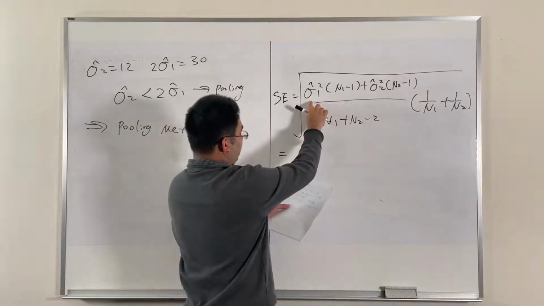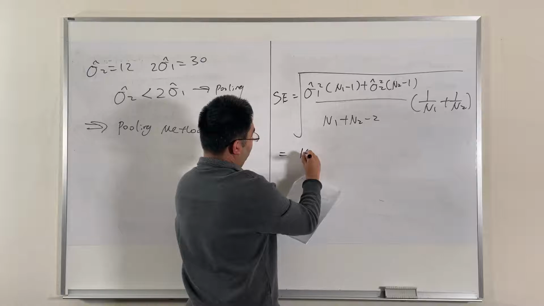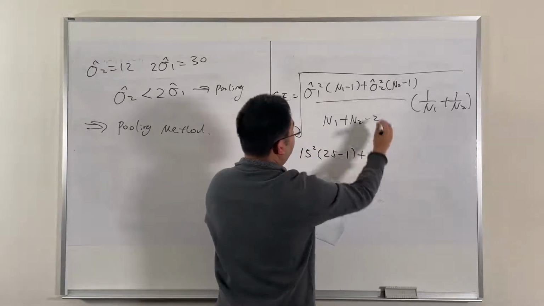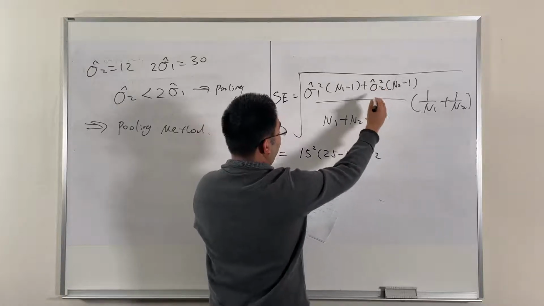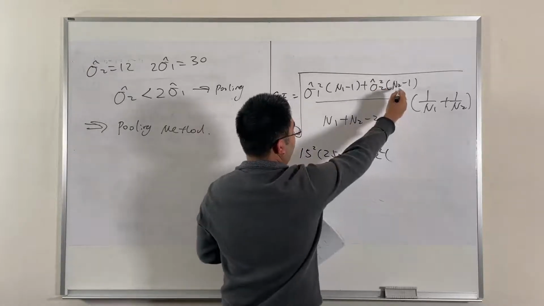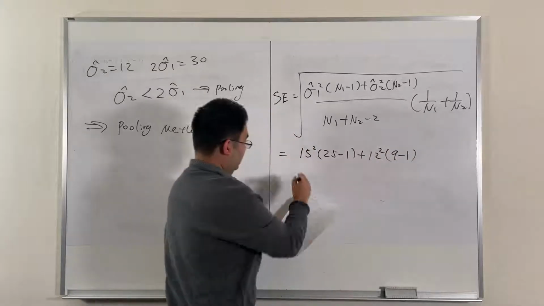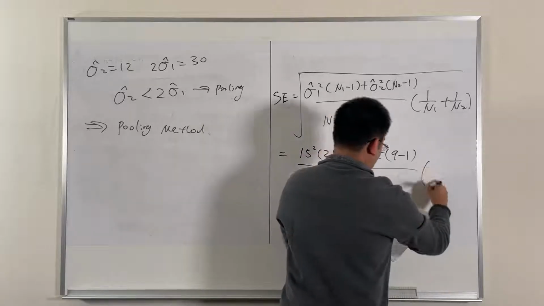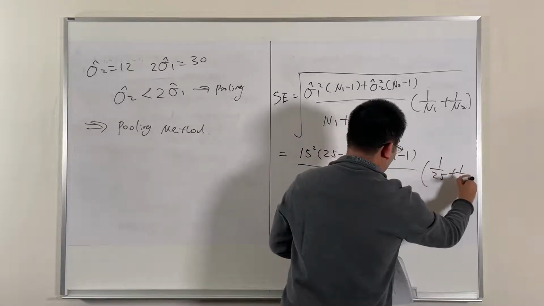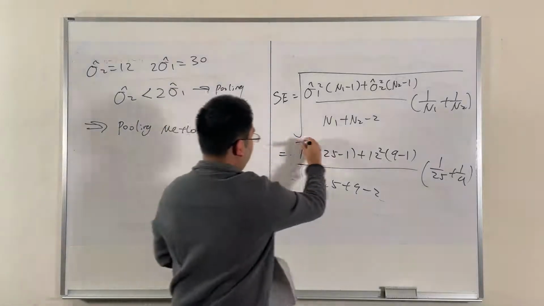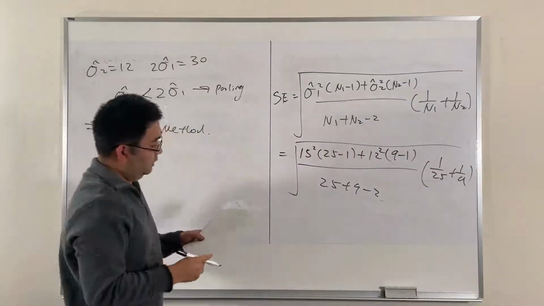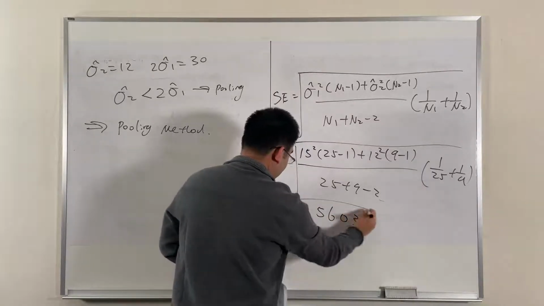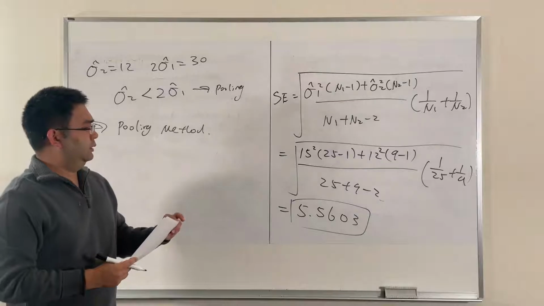Sigma 1 hat is 15 squared, and the sample size was 25, minus 1, plus sigma 2 hat squared, so 12 squared, sample size 9, minus 1. Then we divide by 25 plus 9 minus 2, and multiply by 1 over 25 plus 1 over 9. I take a big square root for this, and with some calculation I got 5.5603. This is our standard error.